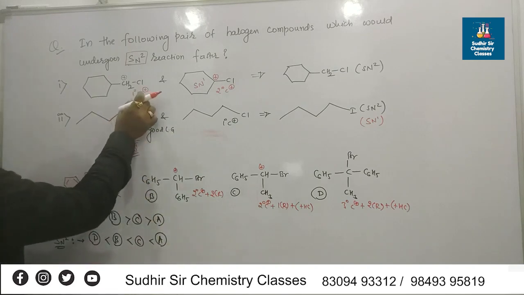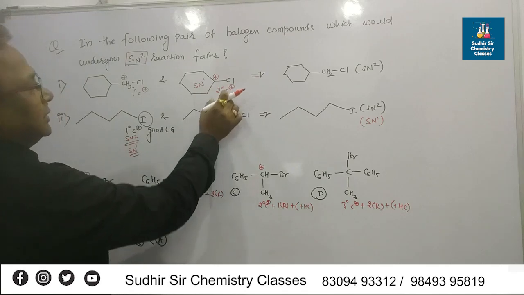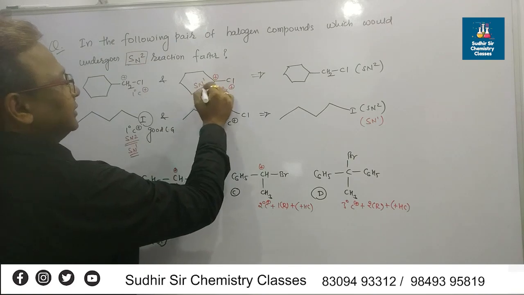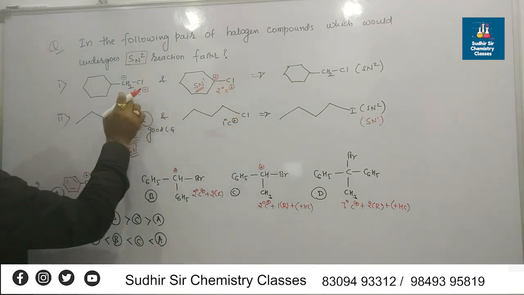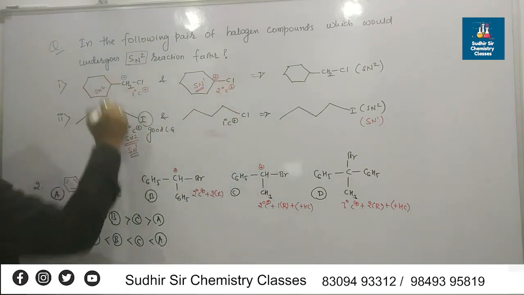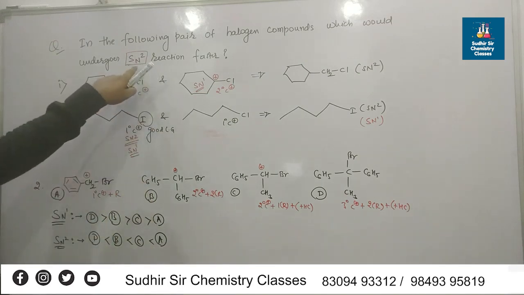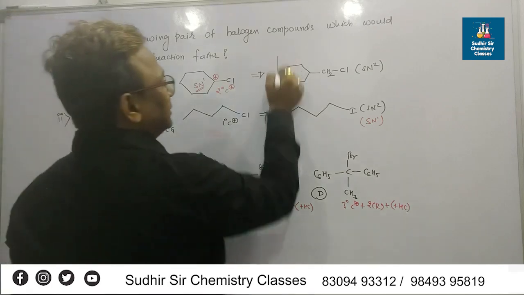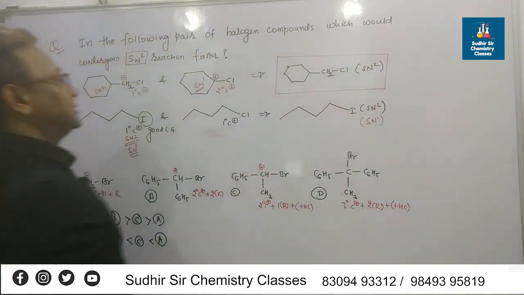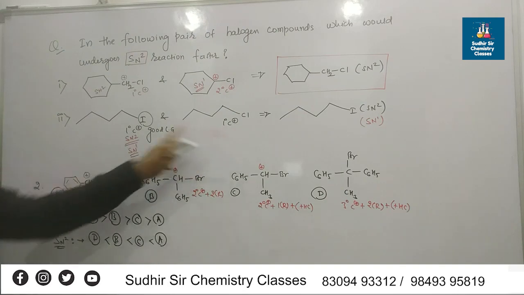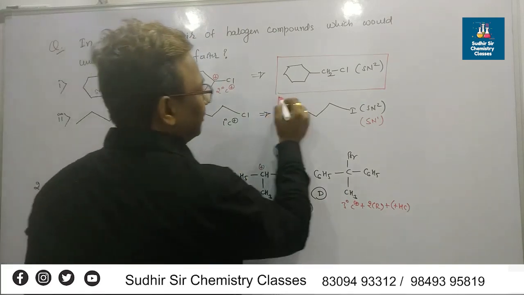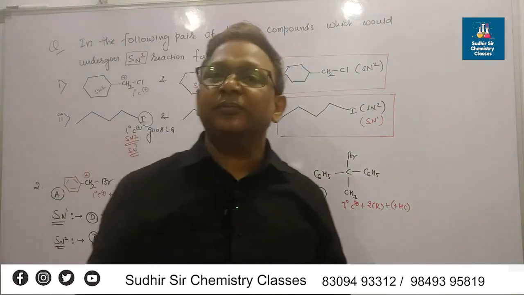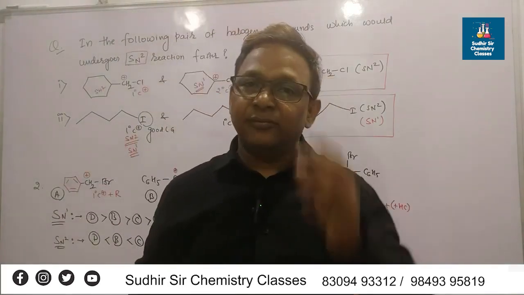But it is a 1 degree carbocation, and it is a 2 degree carbocation. Among the 1 degree and 2 degree, the 2 degree carbocation is more stable. So SN1 will occur easily in this case, and in the 1 degree case SN2 will occur easily. But in the question they are asking which SN2 reaction occurs faster among the two. So I should say in this compound the SN2 will occur faster. So this is the compound where the SN2 reaction will occur very fast. These are some questions we have seen based on SN1 and SN2.